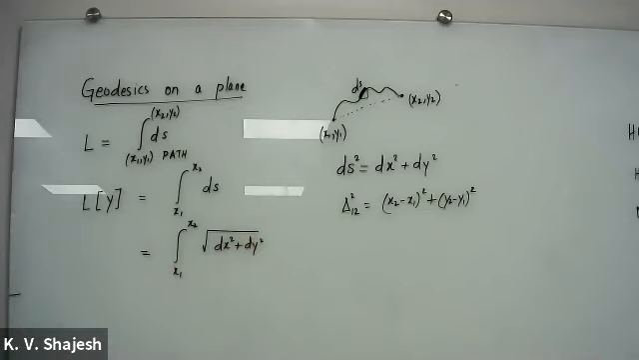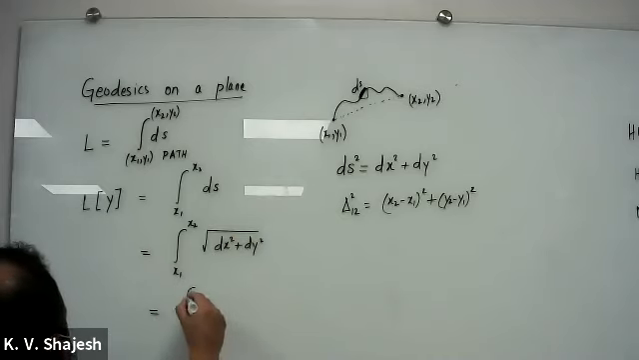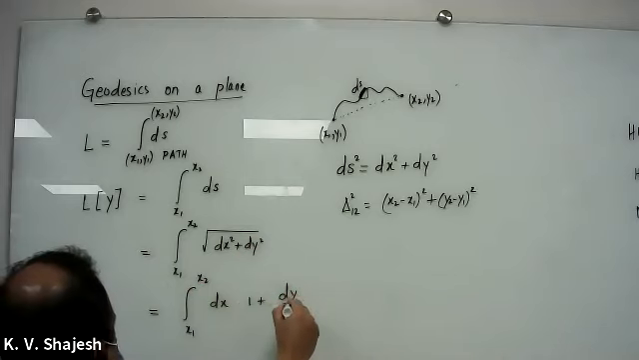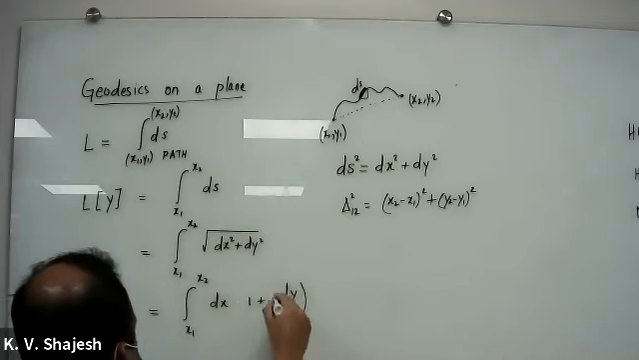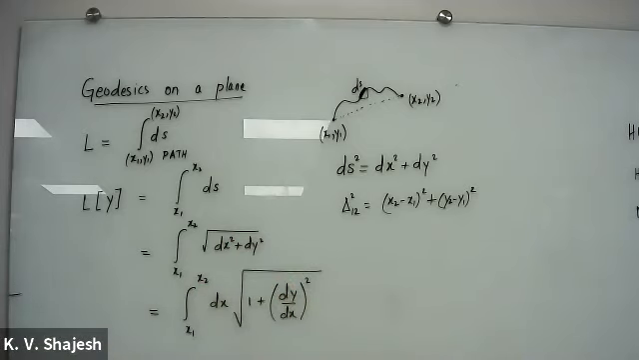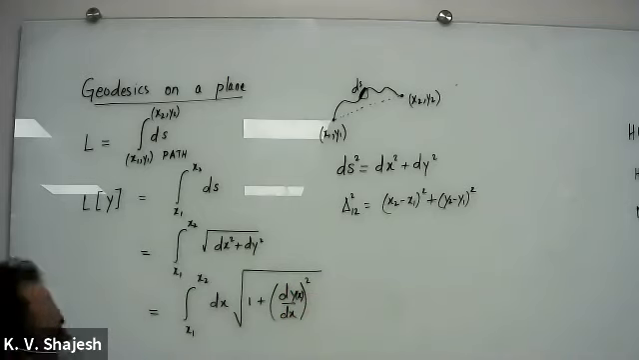But it is nice to think of dx as a line element. Take that out, and we get the integral from x1 to x2 of dx times the square root of 1 plus dy by dx, the whole square. It is good to imagine that y is a function of x. That's understood. I was trying to avoid writing that to avoid some clutter. So that's our functional. And this is true for any function y.